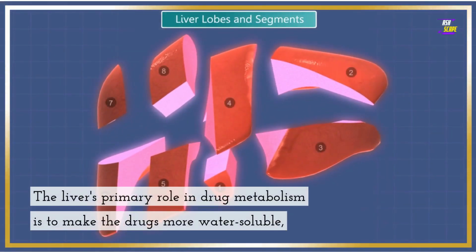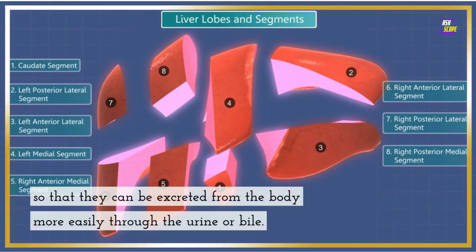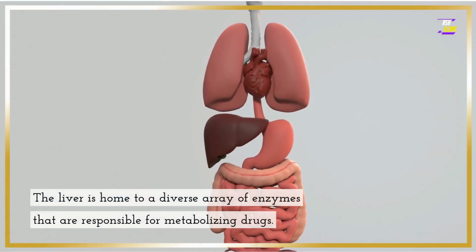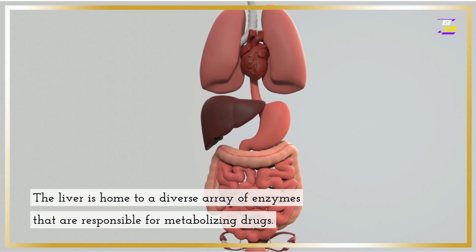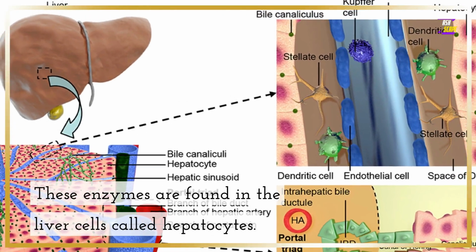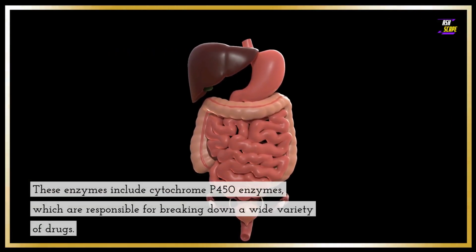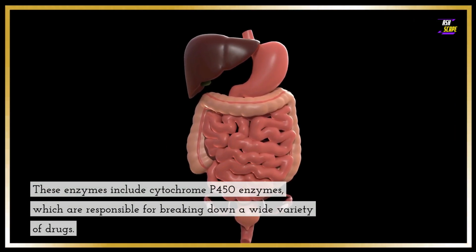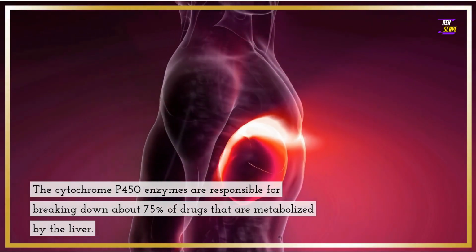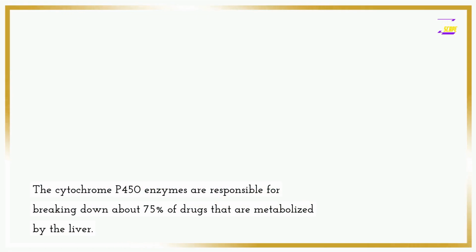The liver's primary role in drug metabolism is to make the drugs more water-soluble, so that they can be excreted from the body more easily through the urine or bile. The liver is home to a diverse array of enzymes that are responsible for metabolizing drugs. These enzymes are found in the liver cells called hepatocytes. These enzymes include cytochrome P450 enzymes, which are responsible for breaking down a wide variety of drugs. The cytochrome P450 enzymes are responsible for breaking down about 75% of drugs that are metabolized by the liver.